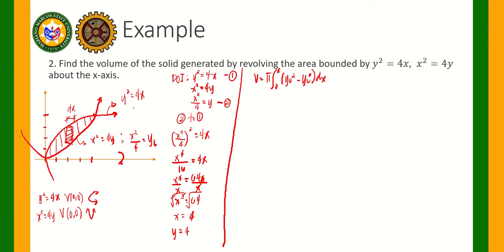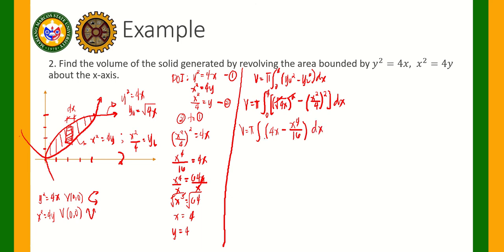Our y upper will be the square root of 4x. Okay? So, plug in here. So, V is equal to pi times y upper, that is equal to the square root of 4x quantity squared, minus y lower, which is x squared over 4 quantity squared dx, limits from 0 to 4. So, manipulate further. Of course, this will cancel. So, it becomes 4x minus x raised to 4 over 16 dx, limits from 0 to 4.